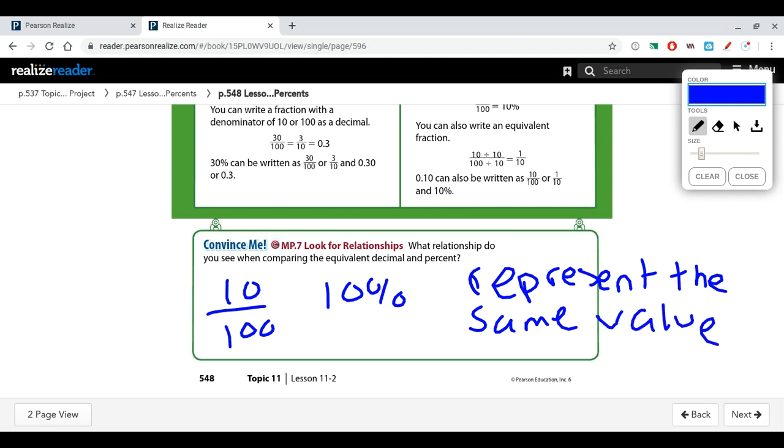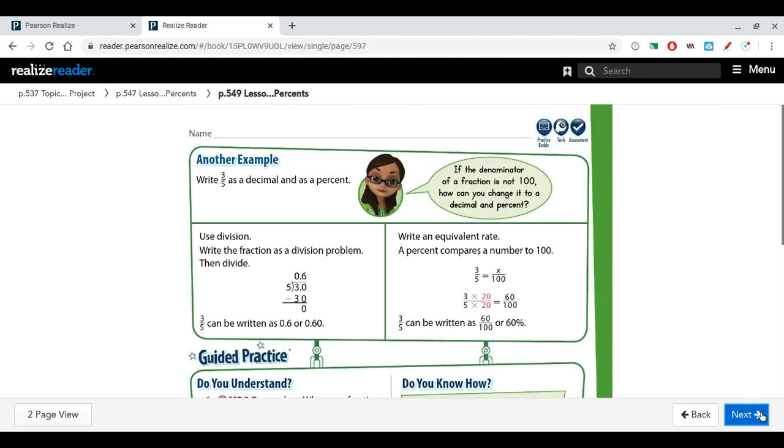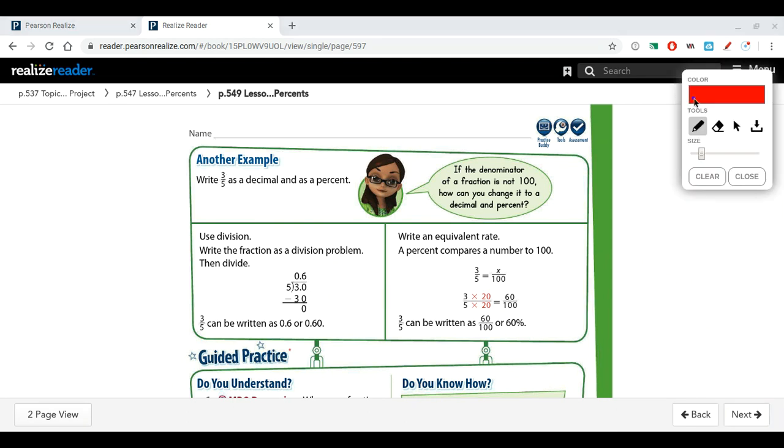So they are representing that part to whole relationship. If we move into your guided practice, notice that it says write 3/5 as a decimal and percent. I can use division to find my decimal and then from there to find my percent. And so they did it with 3/5.